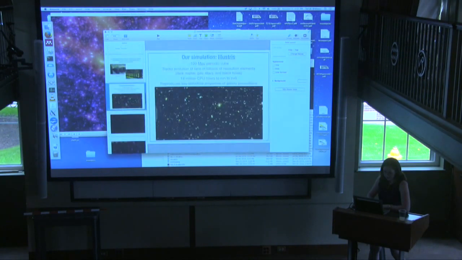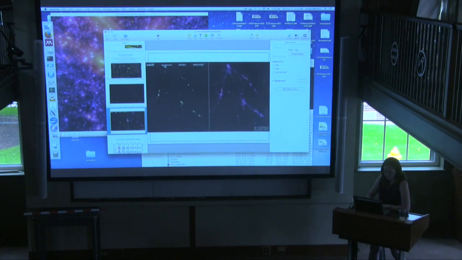Are you talking about this? No, the actual simulation. This one? Yeah. So that shows all those filaments? This was actually gas density, but it is tracing the filaments.